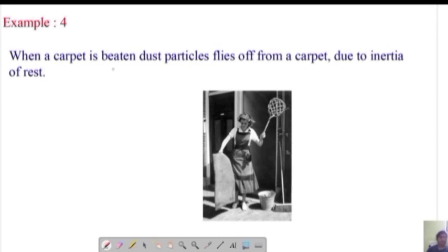That is the fourth example. When a carpet is beaten, dust particles fly off from a carpet. It's also due to inertia of rest. To remove the dust in the carpet at your home, you will be beating with a stick or anything else, right? So whenever you beat it, some of the dust will be flying off in the air.